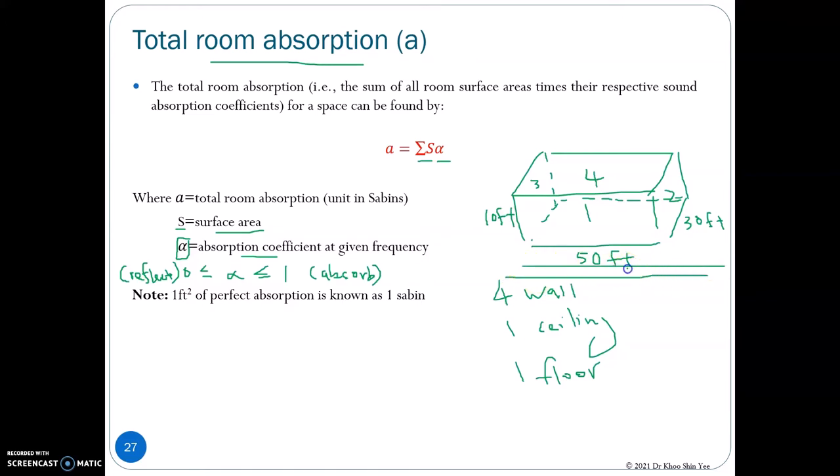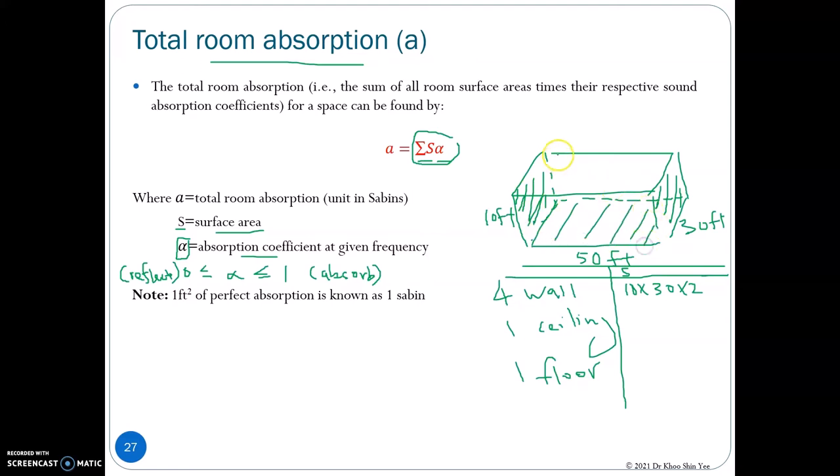Then the surface area for the wall is simply equal to 10 multiplied with 30. We have two walls here with the same dimension, therefore we need to multiply with 2. Then we continue to find the surface area of the front wall and the back wall. They have the same dimension, which is 10 multiplied with 50, multiplied with 2 walls. We continue for the ceiling. At the top here, the dimension is 50 multiplied with 30. The floor has the same dimension, which is also 50 multiplied with 30. So by doing this, you obtain the surface areas.